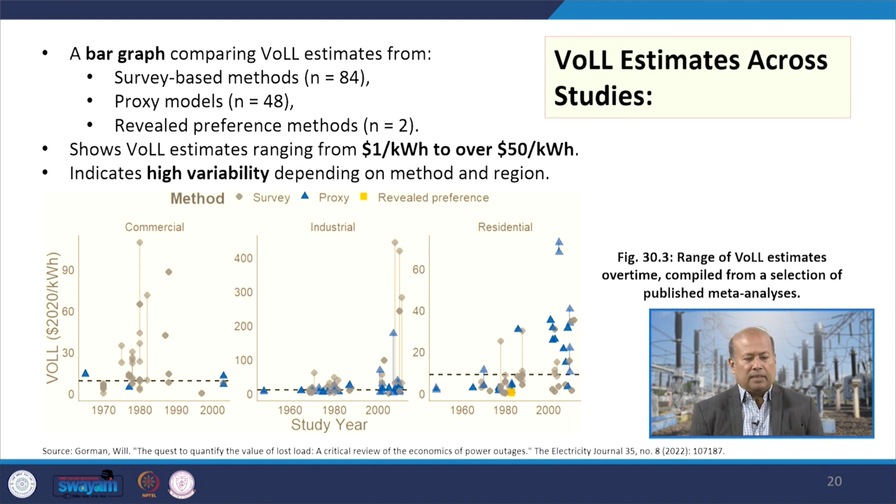Now let us focus on VoLL estimates across studies. So you can see there is a bar graph comparing VoLL estimates from survey based method n equal to 84, proxy method it is 48, and revealed preference method n equal to 2.